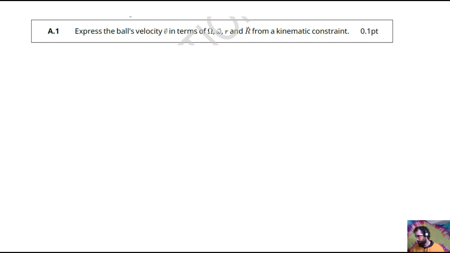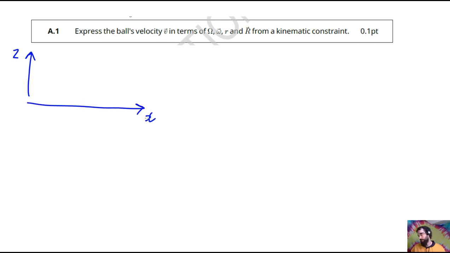So we have part 1a here. We need to express the ball's velocity in terms of capital omega, lowercase omega, r, and capital R. To help us do this, I'm going to draw two diagrams. The first diagram I'm going to draw is if we looked at the table side on. So in this case we've got the z direction coming directly out of the table. This is z. And then I'm just going to call this direction the x direction arbitrarily.